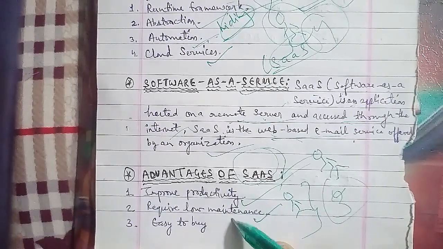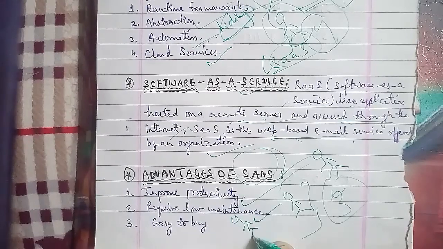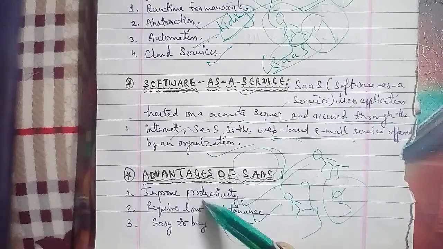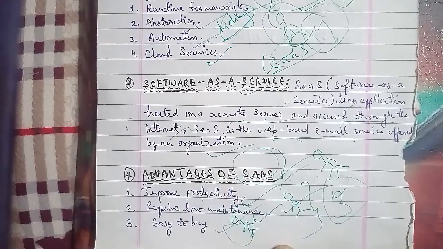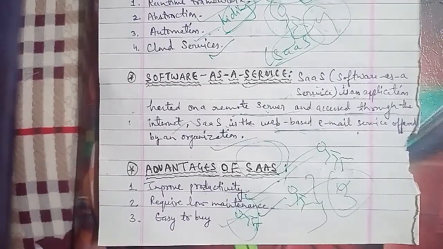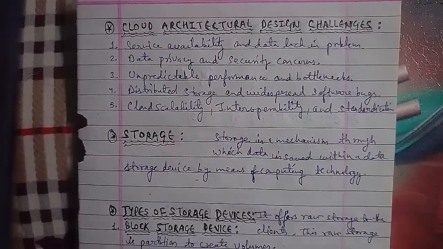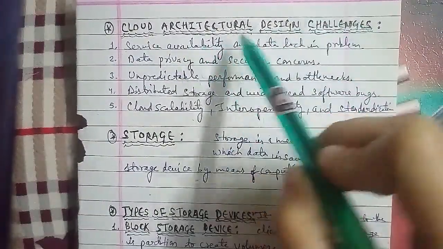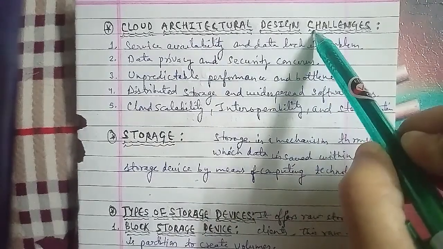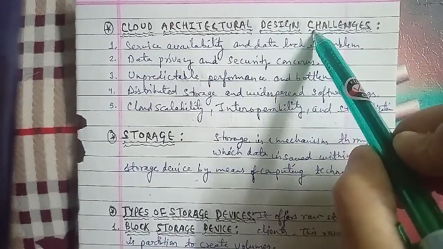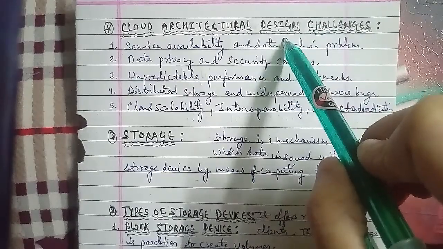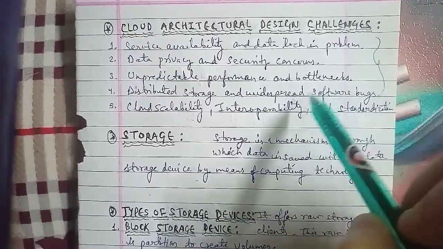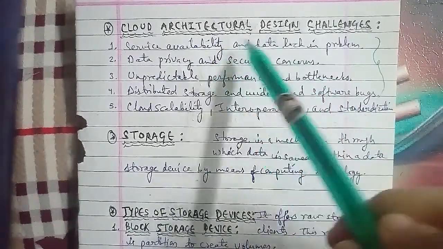The second cloud architectural design challenge is data privacy and security concerns. For the data we are inserting on a cloud architecture, is it secure or not? Security concern is important for that. The third is unpredictable performance and bottlenecks. You cannot predict what the performance will be. So unpredictable performance and bottlenecks is the third cloud architecture design challenge.